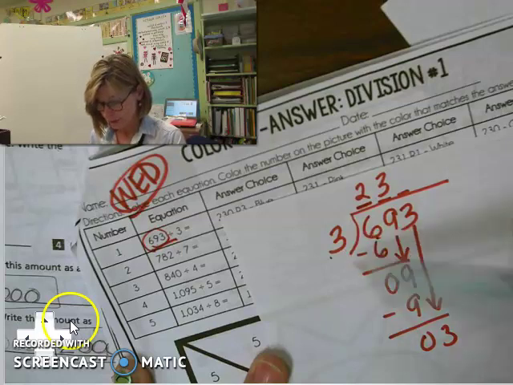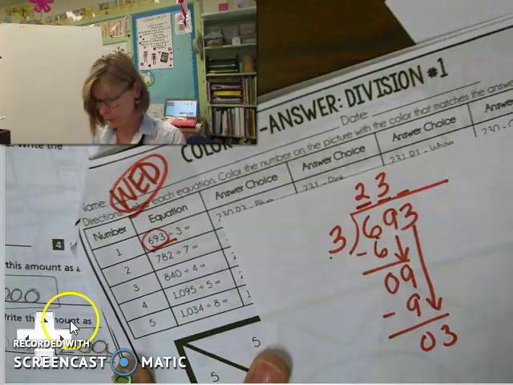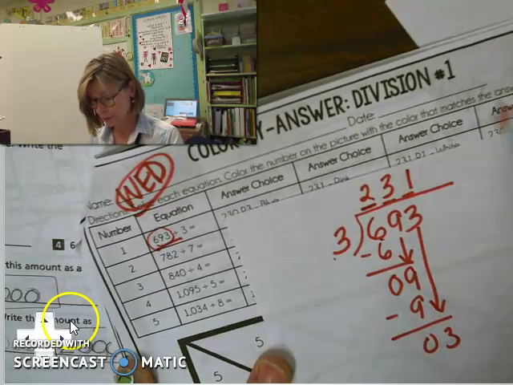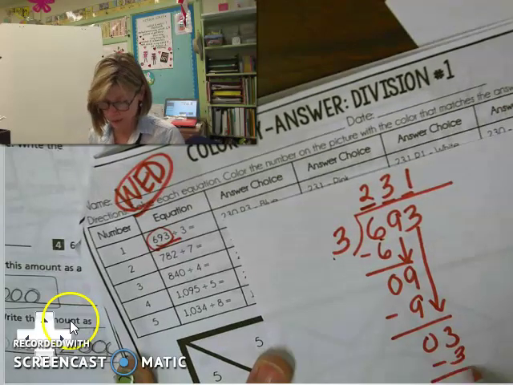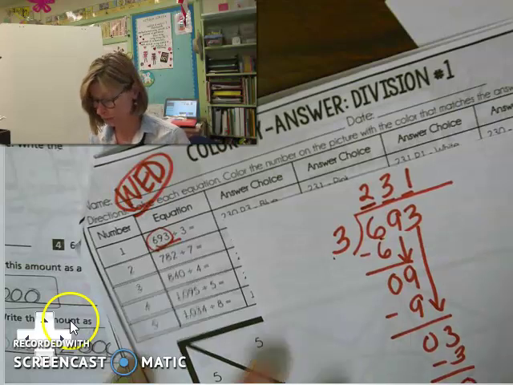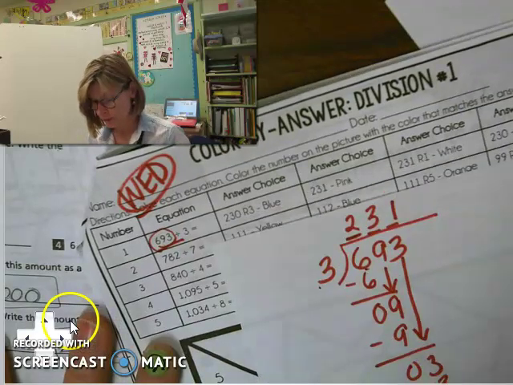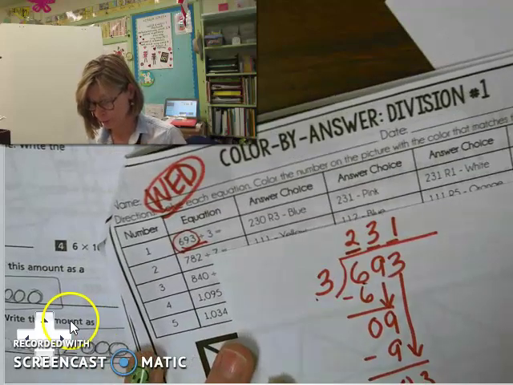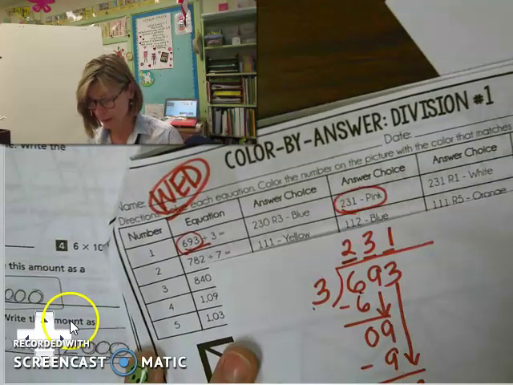And I'm going to ask myself, can 3 ones be put into a group of 3? And it can, because 3 goes into 3 one time. I'm going to multiply 1 times 3, and I'm going to subtract it, and I have 0 left over. So I'm going to look up at my answer choices and see, do I have a quotient of 231? And I do, right there in the pink.